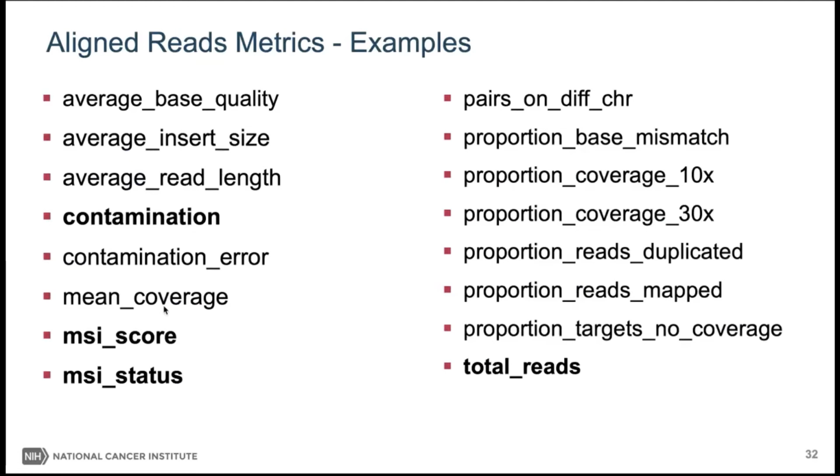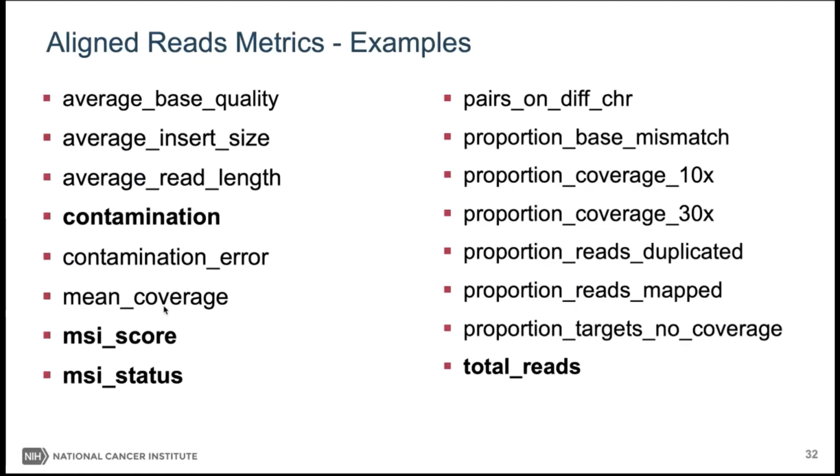This is what we use to determine whether or not a file is blocked from release, since data release shouldn't happen if cross-patient contamination reaches a certain level due to the risk of germline leakage.